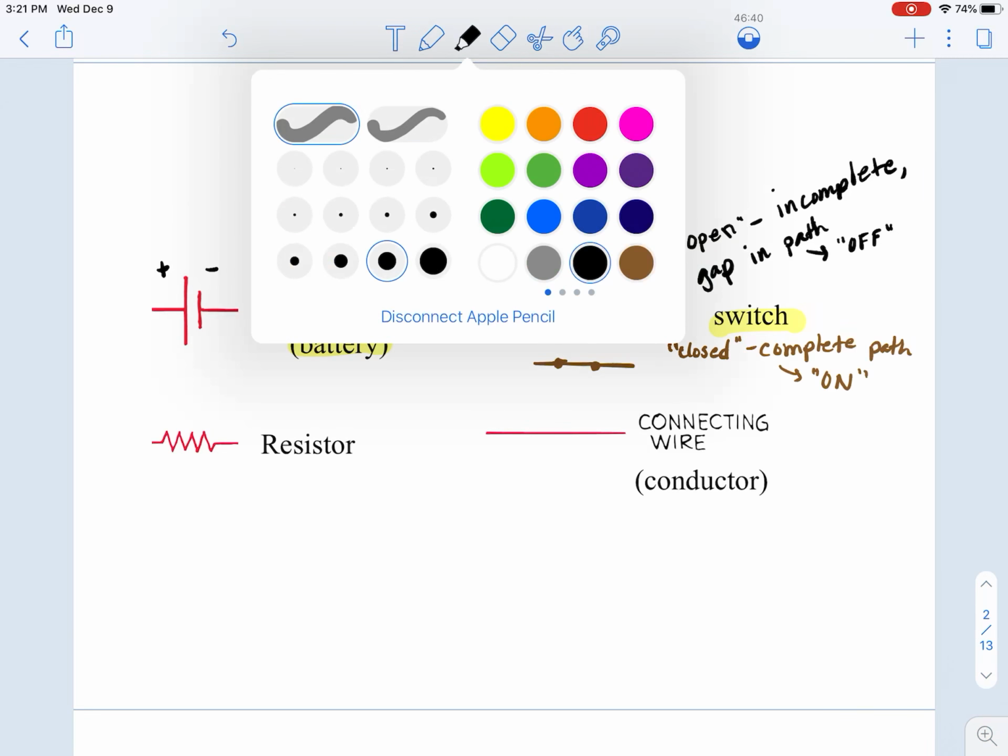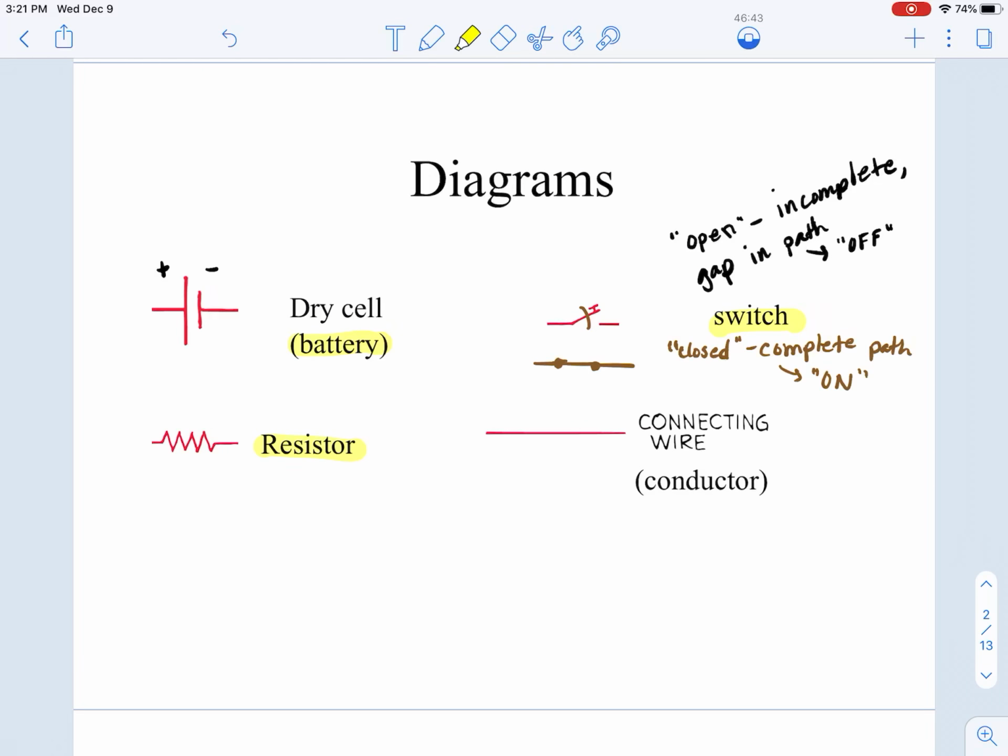Next, we have this little symbol of the little zigzaggy jagged lines. This is going to represent our resistor. Now, this could actually be lots of different things in real life. It could be a light bulb, it could be just a resistor, it could be some other electric device. So just know that we use this generic symbol for all of those things that provide resistance. And then on the bottom right, you see just a straight line. This is going to represent our conductive material, which is typically just a wire for us in our circuits.